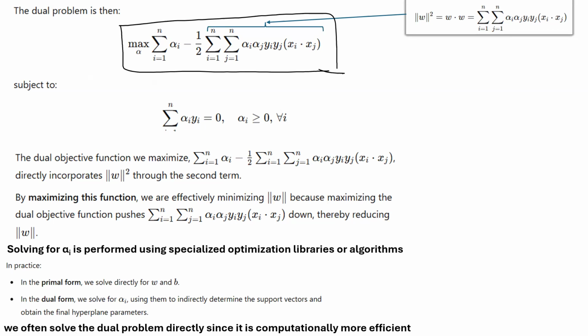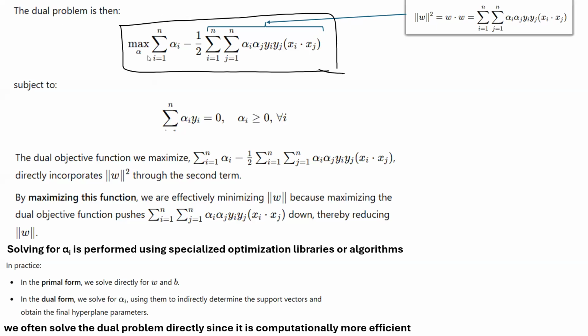That condition is the KKT condition, right? The Lagrange multiplier will always be greater than or equal to 0. Okay. Now the dual objective function we maximize. So this is a maximization problem. The primal problem is a minimization problem. This is a maximization problem. Dual form, I'm saying it as maximize alpha.